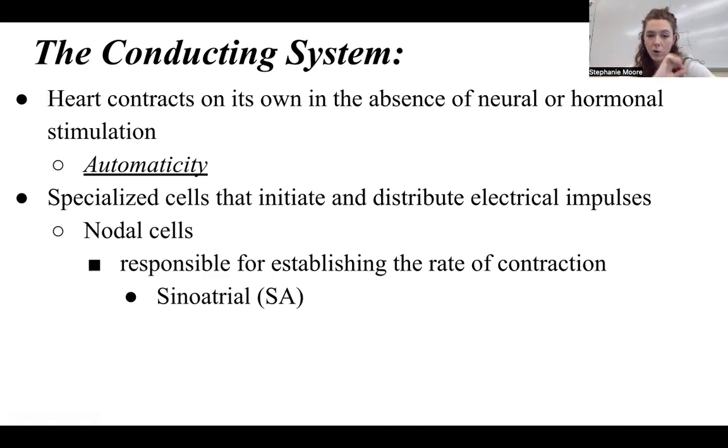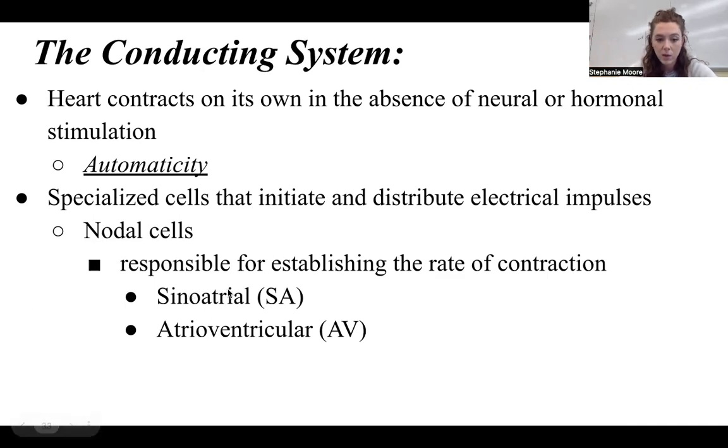We have the sinoatrial, or the SA node, SA nodal cells. These are cells that are conducting the action potentials and the electrical impulses. Then we have the atrioventricular. So the sinoatrial is going to be just in the atrium versus the ventricle. This makes sense because what has to contract first? The atria. And then the AV, atrioventricular, just like in the name, it's going to sit in between the atrium and the ventricles.